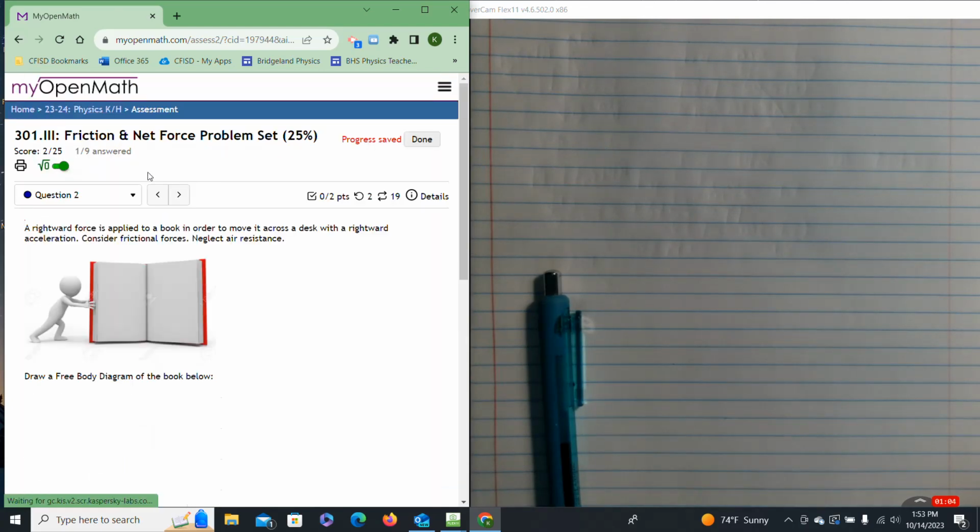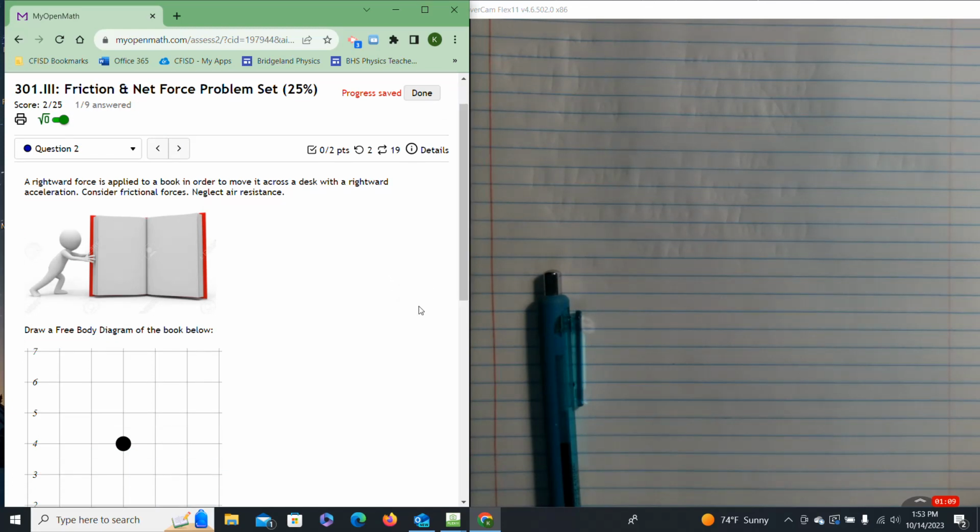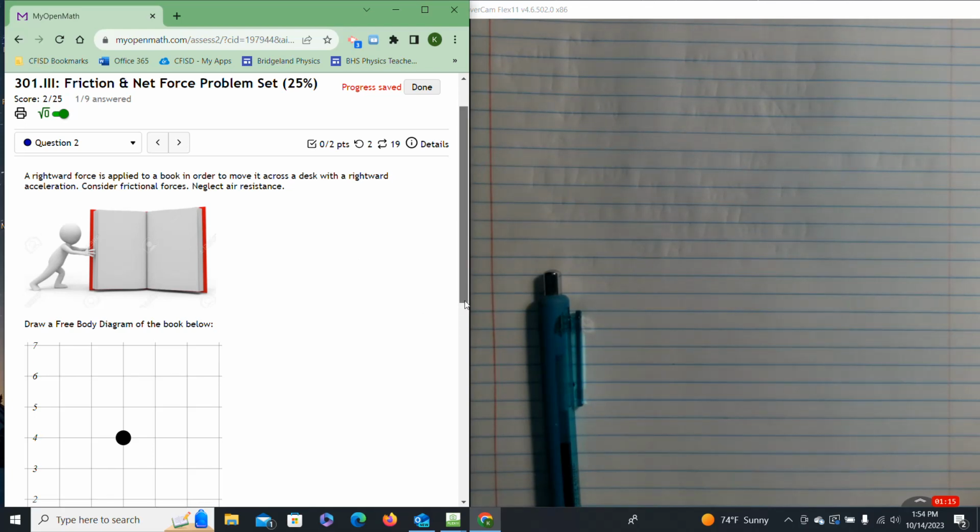Let's go ahead and take a look at number 2 on 301.3. Number 2 says a rightward force is applied to a book in order to move it across a desk with a rightward acceleration. Consider frictional forces, neglect air resistance. So looking at this, I know that I need a rightward force being applied to the book. So I'm going to go ahead and start with an arrow to the right.